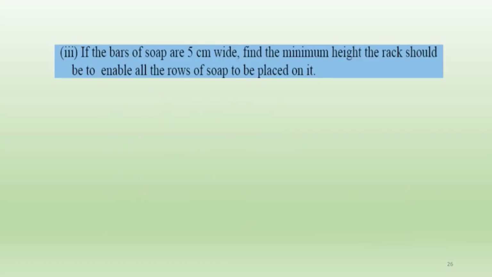Then we have to consider the third part. If the bars of soap are 5 centimeter wide, find the minimum height of the rack should be to enable all the rows of soap to be placed on it. Then we are going to make a rack to keep this stack of bars. So they ask what the minimum height should be. What's the minimum height should be? How do we find that?